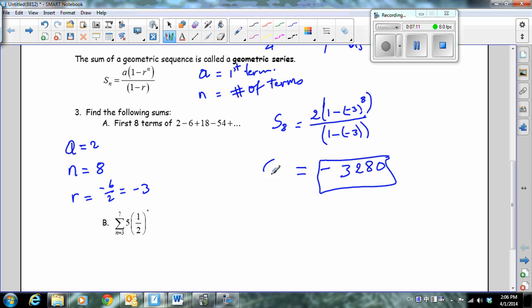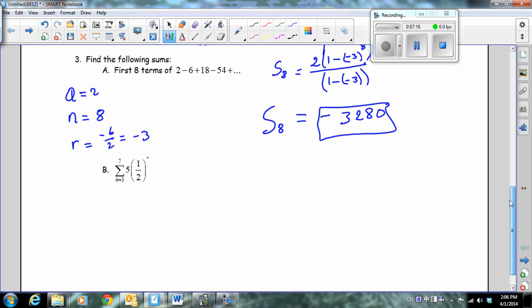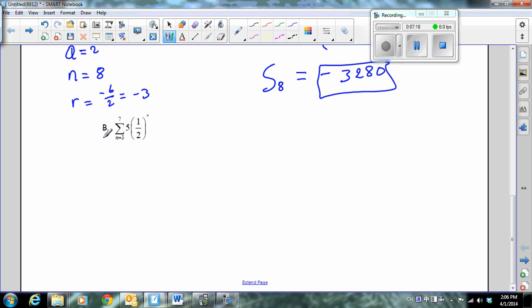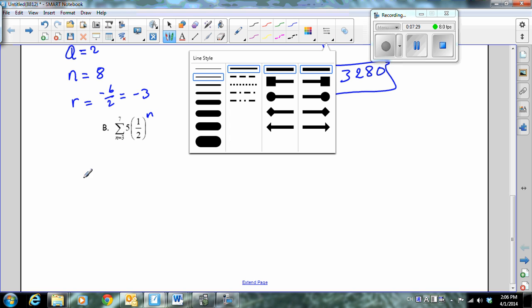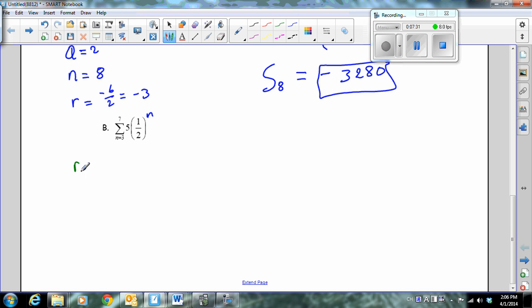And that's the sum of the first 8 terms. Alright, let's go ahead and look at the next one. The next one has now a summation sign and goes from 3 to 7, and it's raised to the power of n, in case you cannot see.